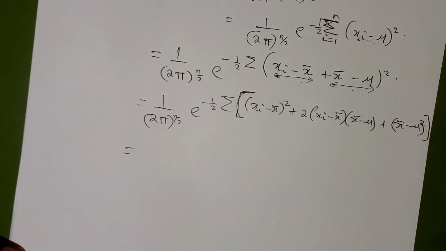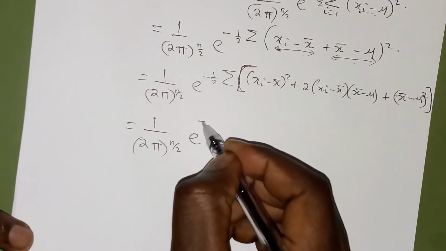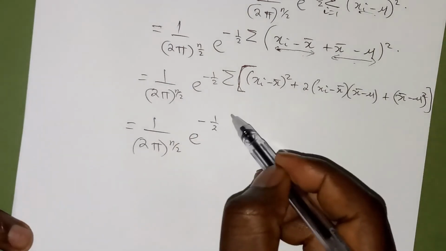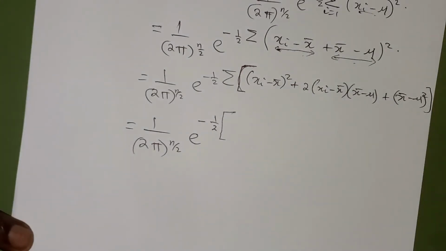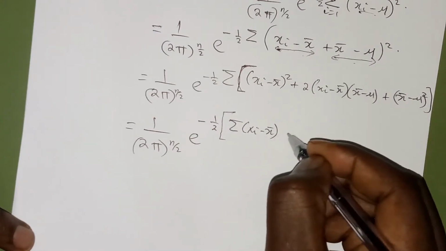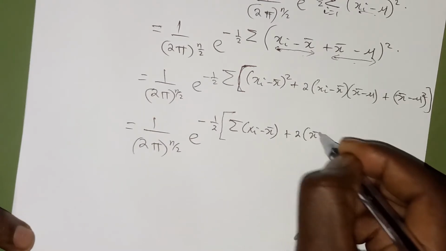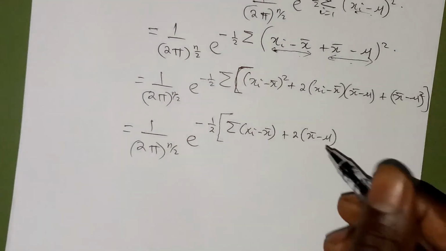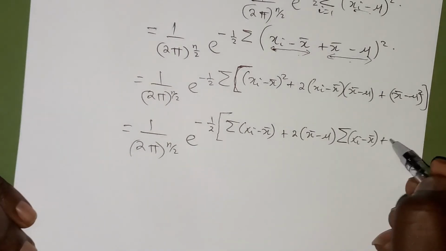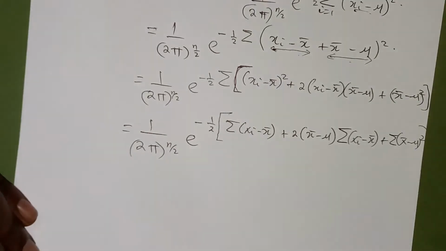Then this one is a bit longer, but we are getting there. 1 over 2 pi to the power n over 2, e to the negative 1 over 2. So here what we are going to do is to distribute the summation into that expression. All right, so here we have summation of (xi minus x bar) squared plus 2 into (x bar minus mu), this one is a number because there are no xi's, then summation of (xi minus x bar), plus summation of (x bar minus mu) squared.